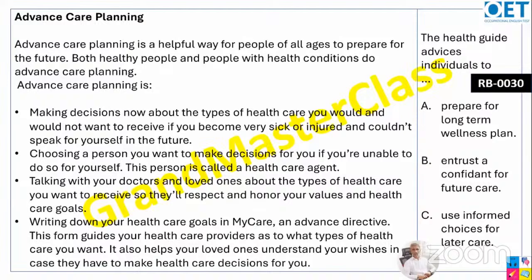Use informed choices for later care. So in the second bullet point, choosing a person you want to make decisions for you if you are unable to do for yourself. This person is called a healthcare agent. This is one thing I have seen. And in the third bullet point, talking with your doctors and loved ones, sir. This is the second thing which I have seen. And third, writing down your healthcare goals in my care. So by seeing these three choices, I have selected the C option. Yeah, that's fine. So advanced care means later care.